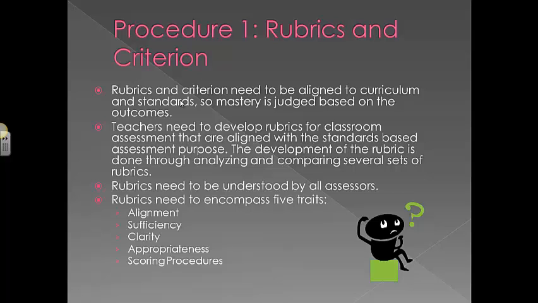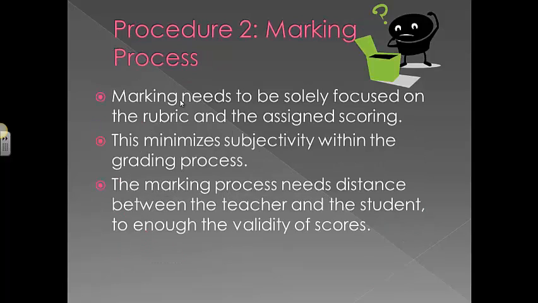The design of the rubrics also must clearly identify which standards are aligned with the purpose of the assessment. The development of the rubric is done through analyzing and comparing multiple sets of rubrics to understand what is needed from differing perspectives. Rubrics need to be understood by all assessors, and this is done through professional development for all teachers that are participating within the marking process. Rubrics need to encompass 5 traits: alignment, sufficiency, clarity, appropriateness, and scoring procedures. These traits ensure that all rubrics are clear and thus ensure validity and reliability within the assessment.